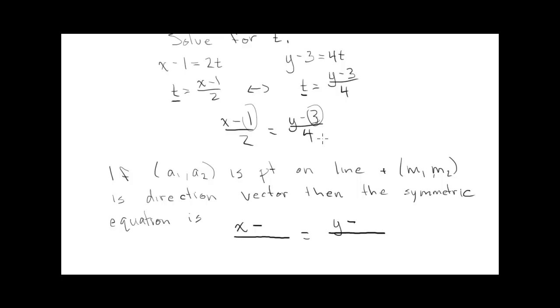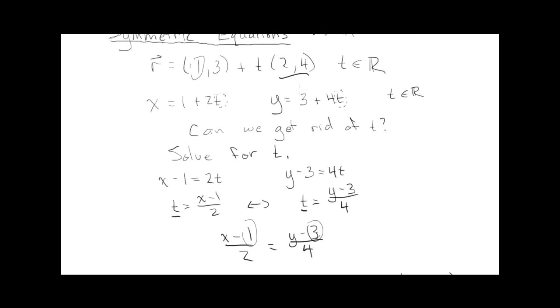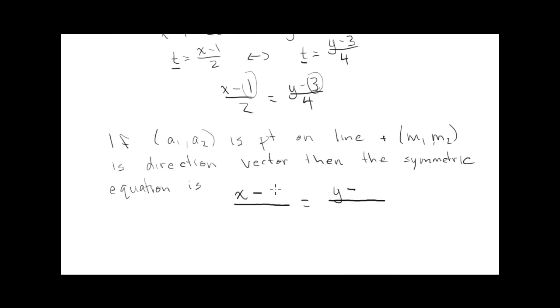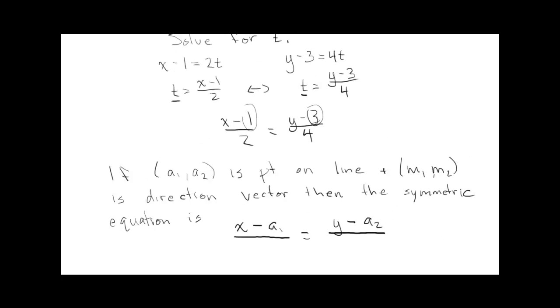Remember, where did we get the 1 and the 3 from? That just came from the point. So it's going to be (x minus a1) over m1 equals (y minus a2) over m2, where m1 and m2 are the direction vector. So there's your symmetric equation.